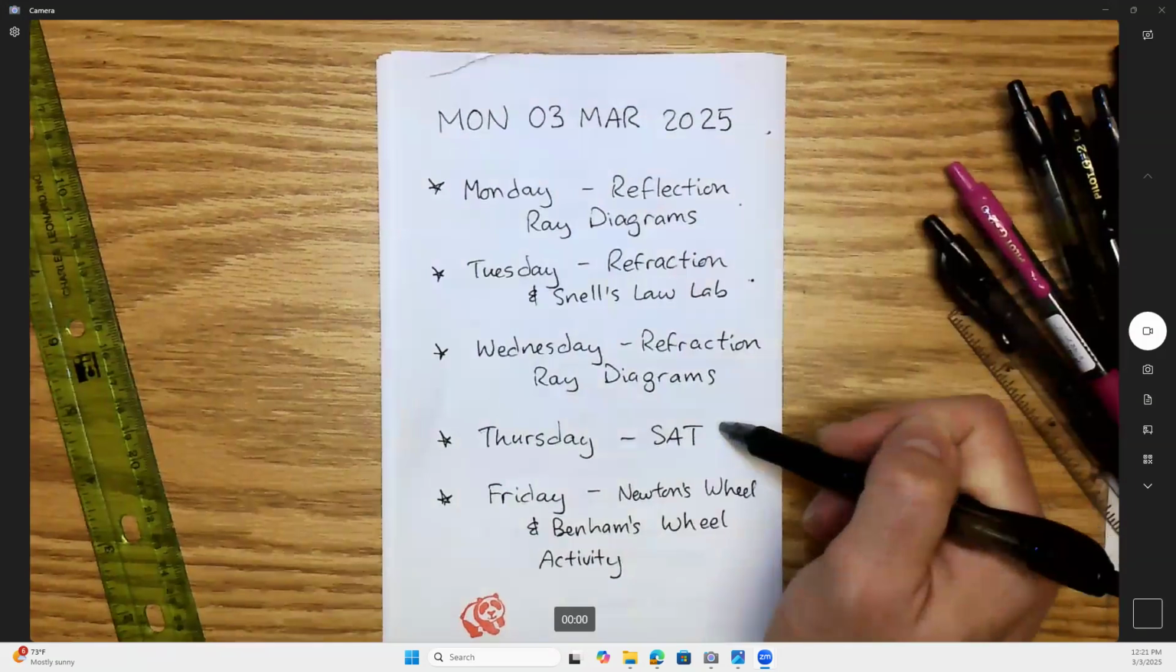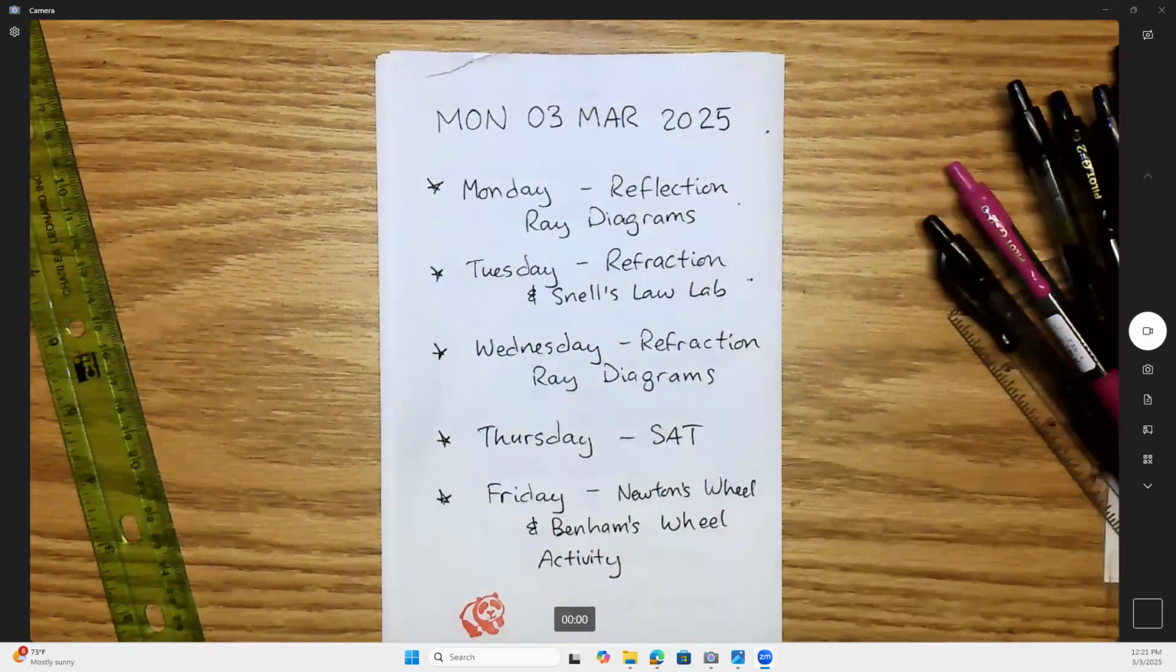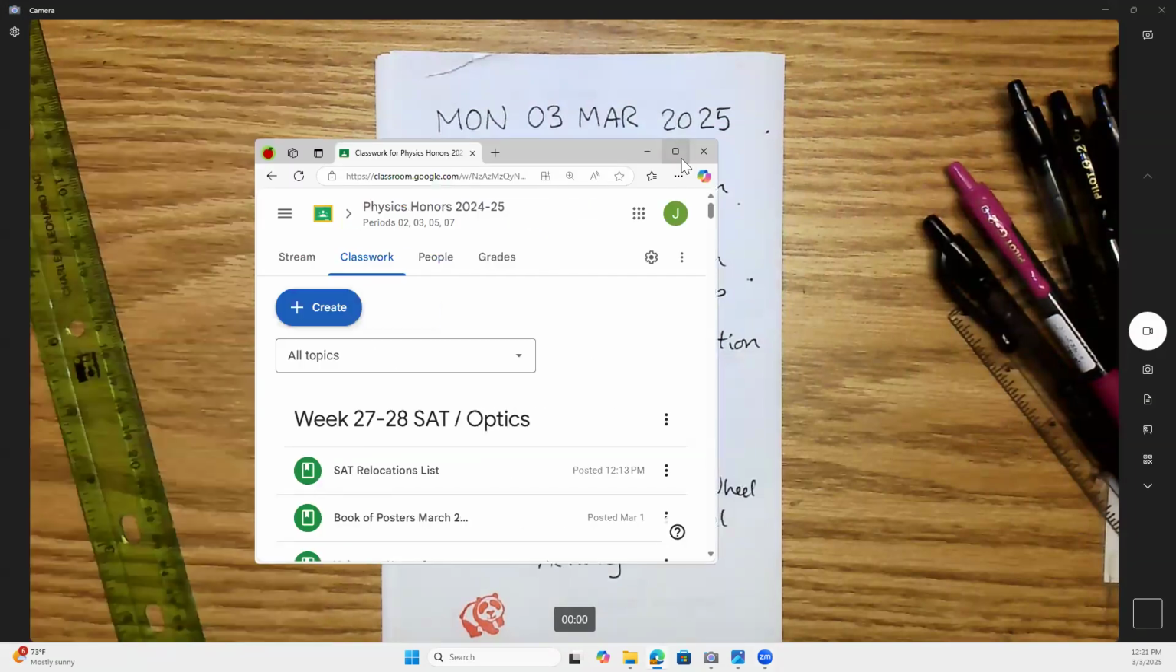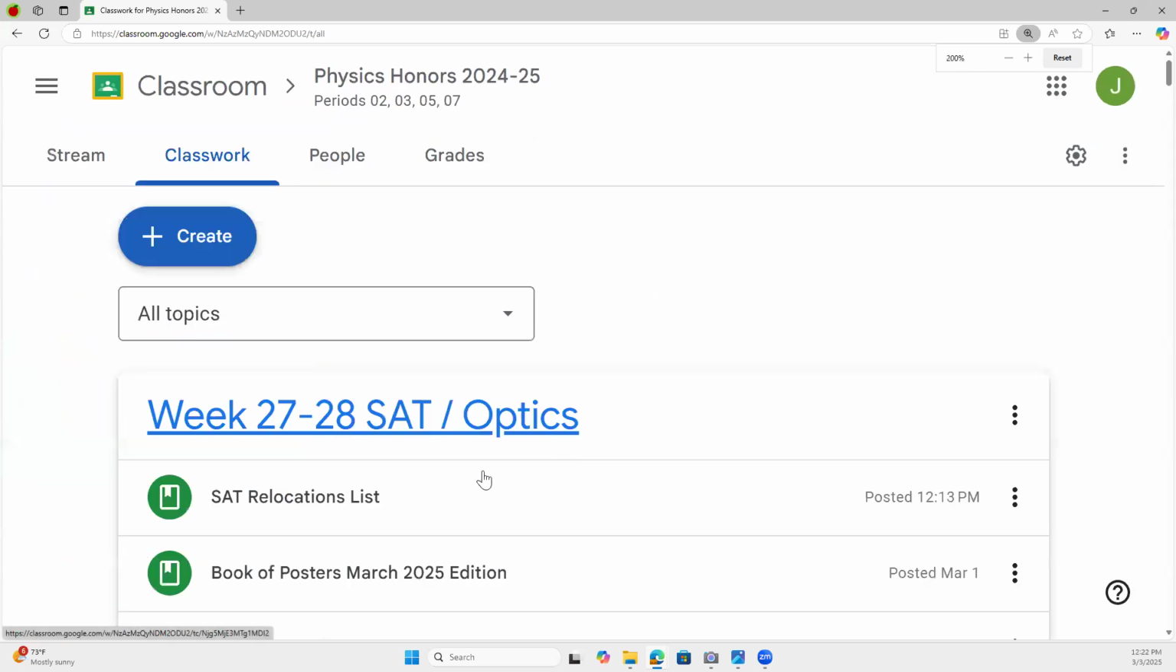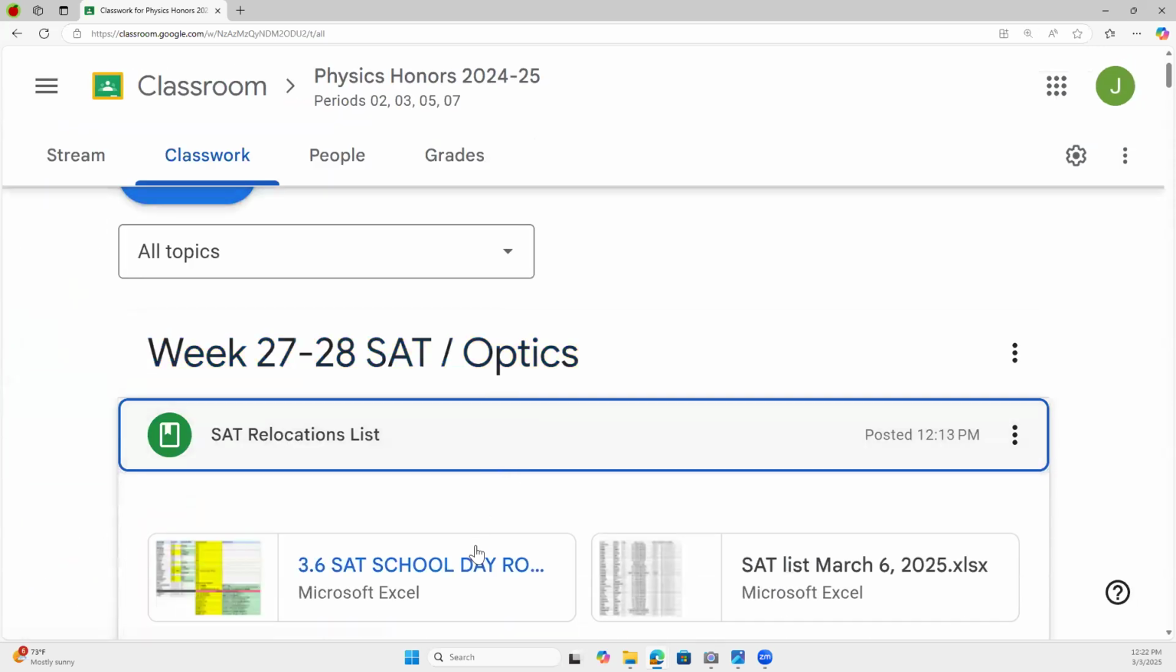Thursday, of course, you guys know is the SAT. So I've been posting the information about where that is on Google Classroom. Like here's one I just posted, SAT relocations. So I got two lists here. One is if you are testing where you are testing, which is most of you guys, because most of you guys are 11th grade, you're testing what room, it says exactly in this file.